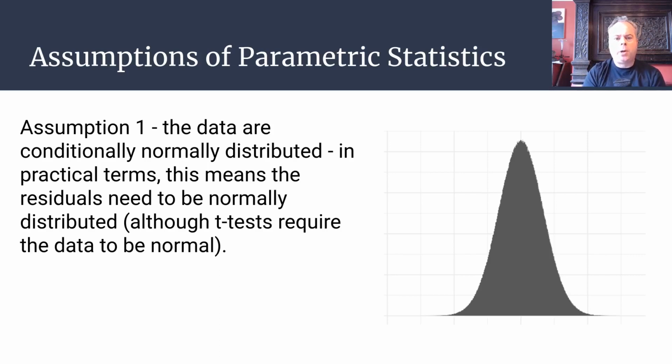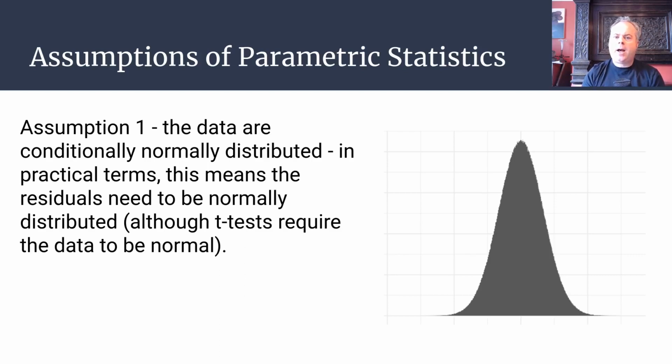I want to talk about some of the assumptions underlying parametric statistics. It's worth recapping these. The first one is the assumption that our data are conditionally normally distributed. Now, people very often misremember this assumption and think that it means that the data themselves have to be normally distributed. But actually, what it really means in practical terms is that the residuals associated with the model fitting the data need to be normally distributed.